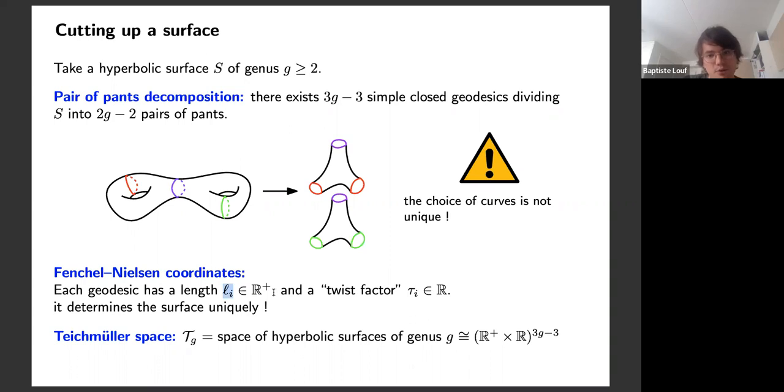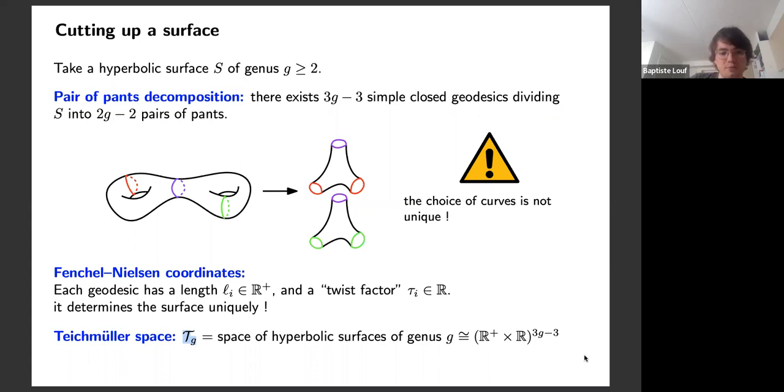And so I have a set of coordinates in the space of hyperbolic surfaces. Now I can parameterize it. The space of hyperbolic surfaces is called the Teichmuller space, and I will denote it by T_G, the space of hyperbolic surfaces of genus G. And as you can see, it's just isomorphic to R plus times R to the 3G minus 3.